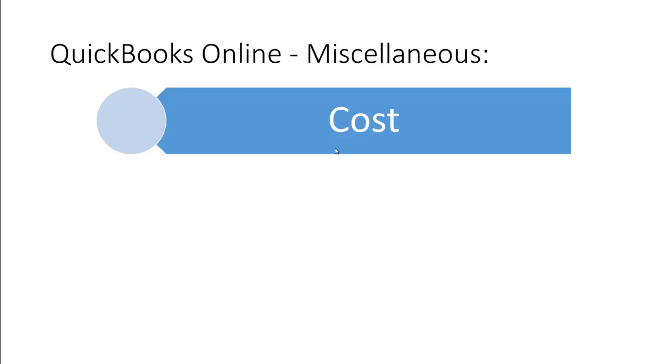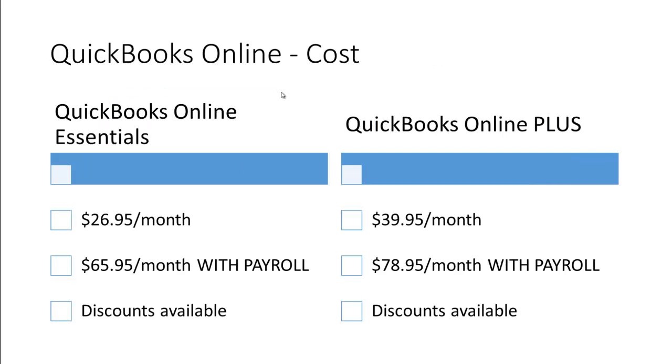And of course, I know that one thing that many people are concerned about when we're talking about accounting software is, what does it cost? There are actually 3 versions of QuickBooks Online. The first one is QuickBooks Simple Start. It's actually free unless you add on payroll, and then you have to pay for the payroll subscription. The 2 that I have here, the 2 paid plans, QuickBooks Online Essentials is $26.95 a month, at least as of the time that we did this video and recording. If you want payroll with that, then it's $65.95 a month, plus the employee charges that you're going to have.